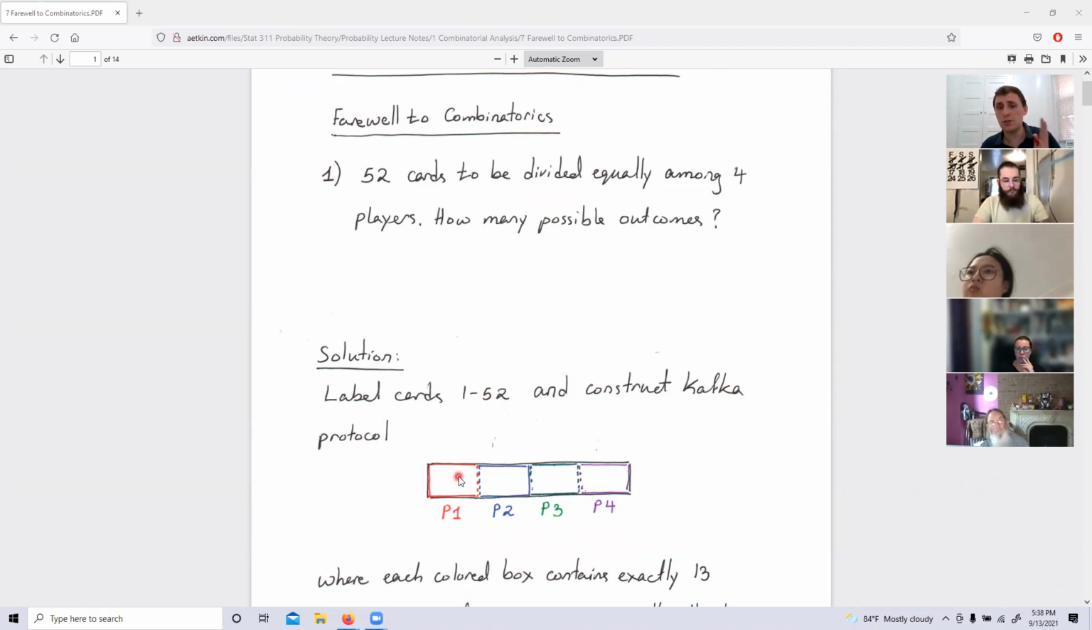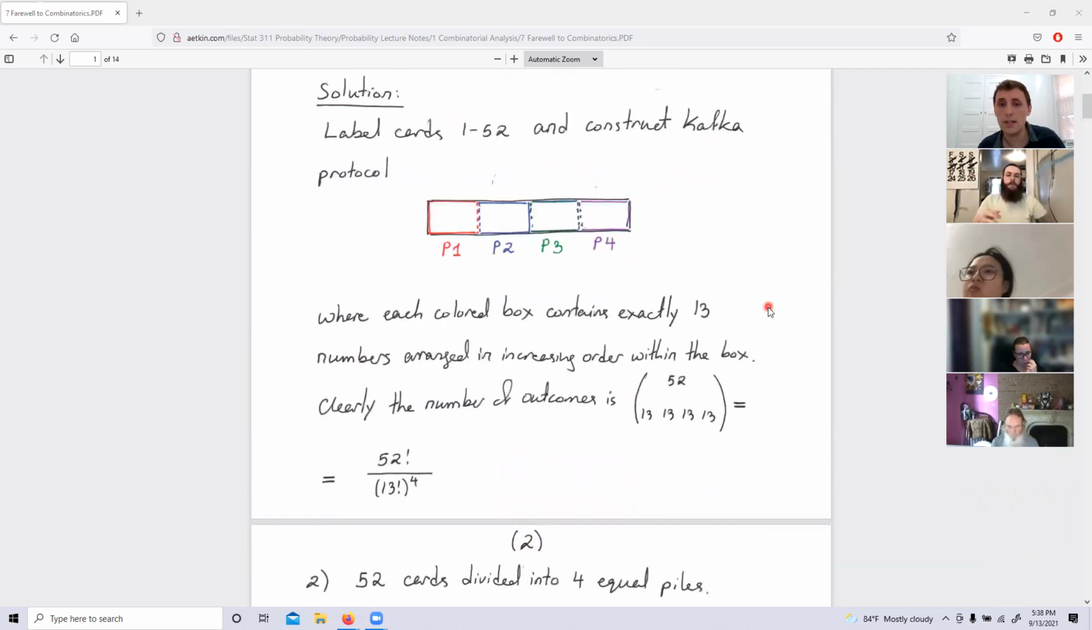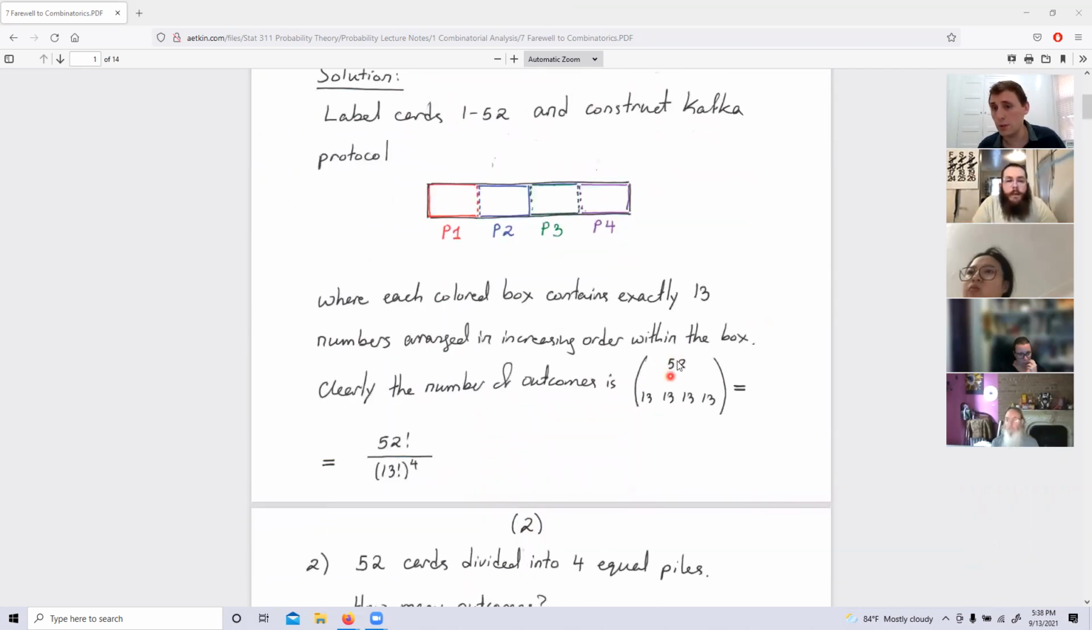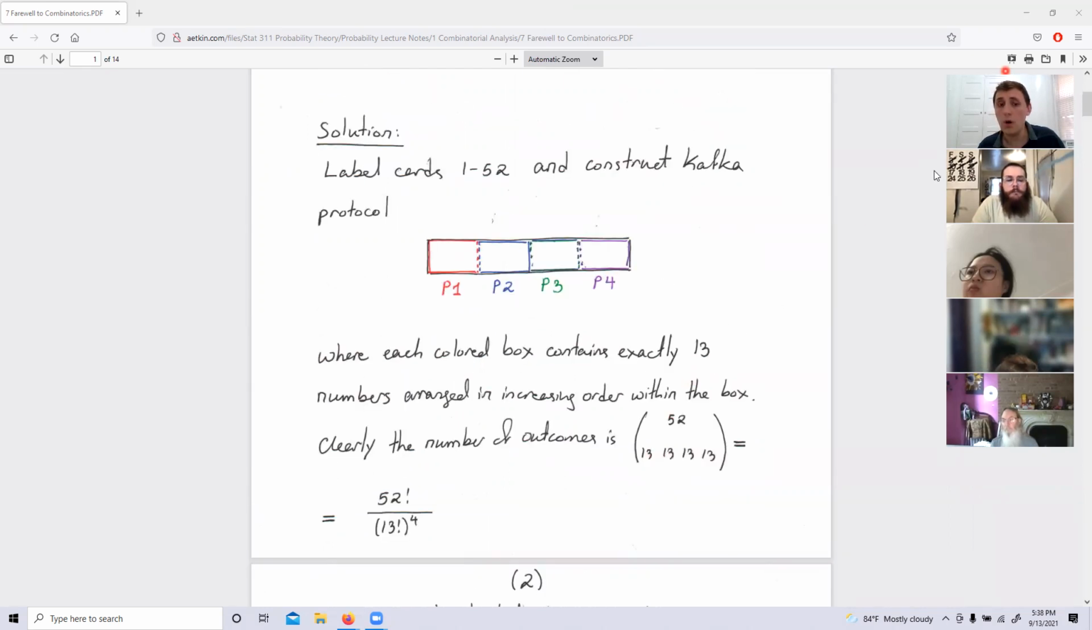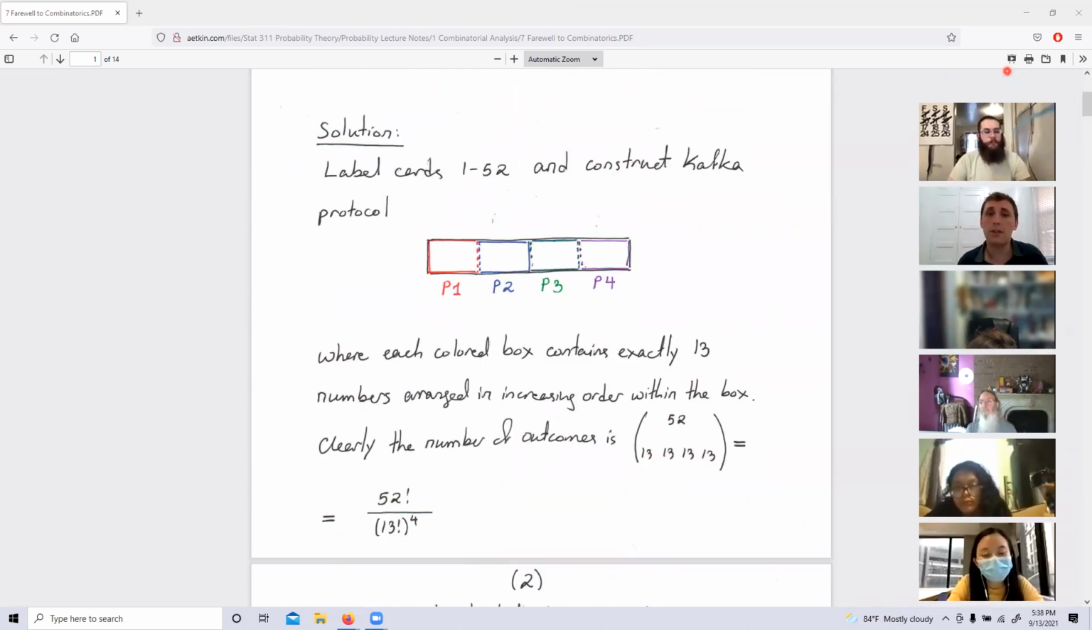listed from smallest to largest number, right? So in other words, there is smallest to largest number in the red box, independently smallest to largest number in the blue box, and onwards. So this is the red tray, the blue tray, the green tray, and the, I don't know, purple tray, whatever that color is. And this is the multinomial coefficient 52 choose 13, 13, 13, 13. 52 cards divided among 4 destinies. Or 52 factorial divided by 13 factorial to the power of 4.